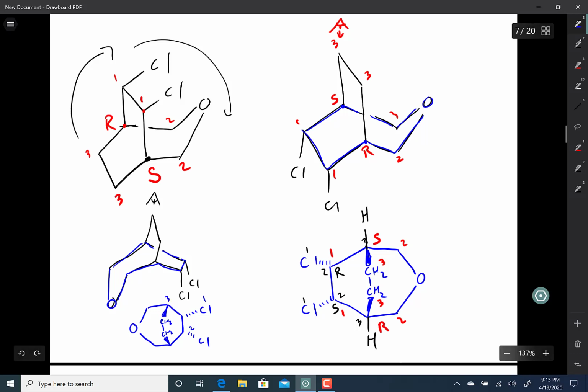1, 2, 3. That's an S chiral center. 1, 2, 3. It's an R chiral center. And then these are lines. 1, 2, 3. It's an R chiral center. 1, 2, 3. That's an S chiral center.